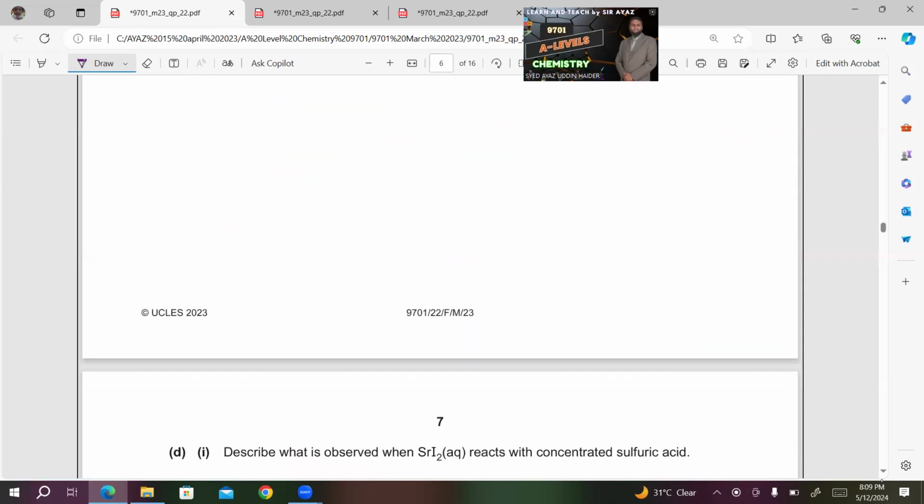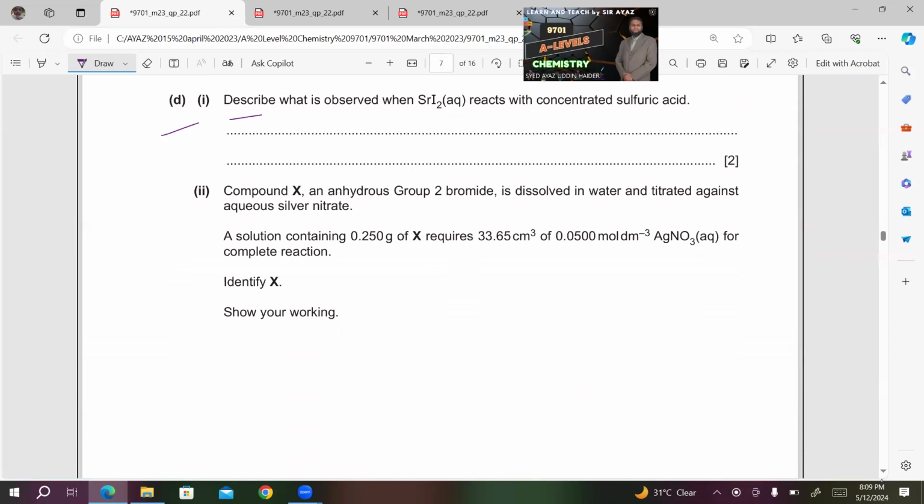Okay, moving to the next question. D1, describe what is observed when SrI2 aqueous reacts with concentrated sulfuric acid. Now, SrI2 is strontium iodide. When it's reacted with concentrated sulfuric acid, there will be a number of products. Like we will be getting sulfur, iodine, hydrogen iodide, H2S gas, hydrogen sulfide, and some insoluble precipitate also.